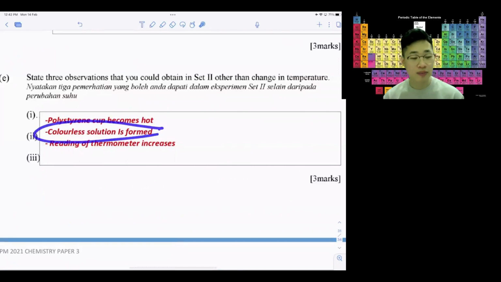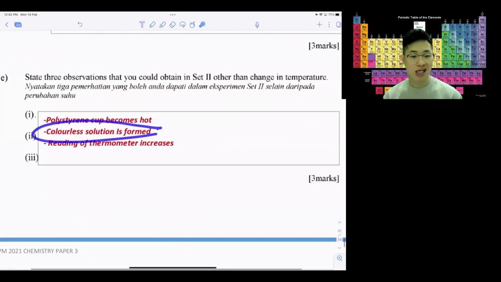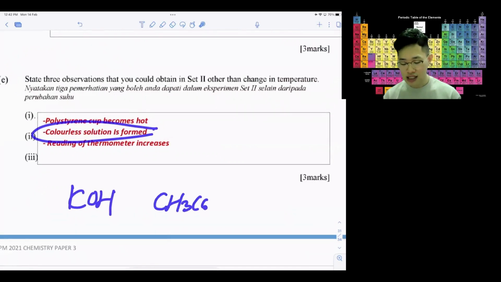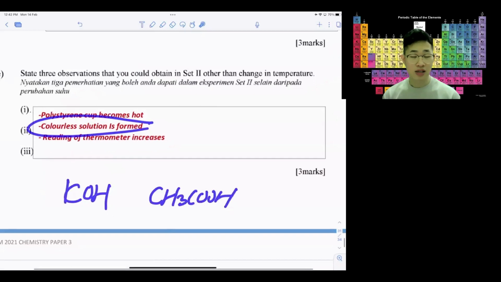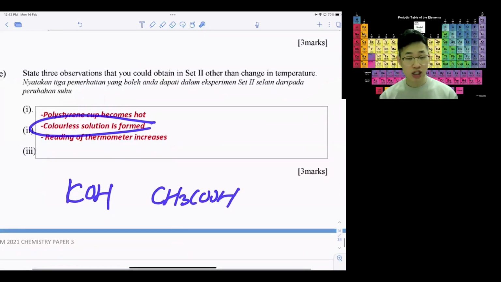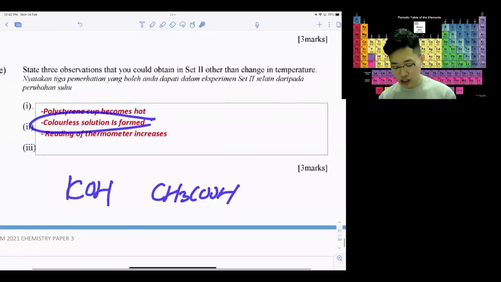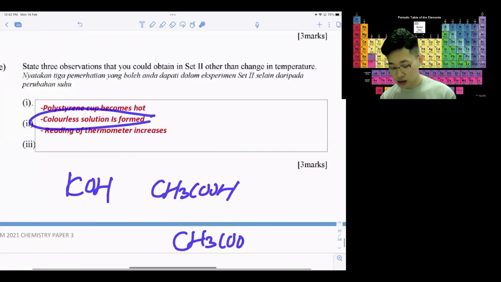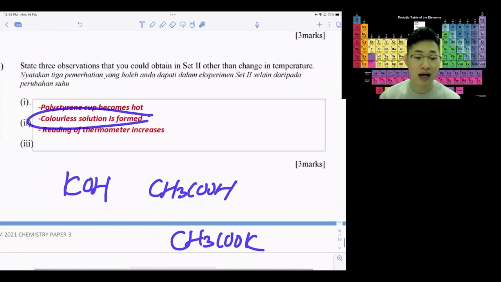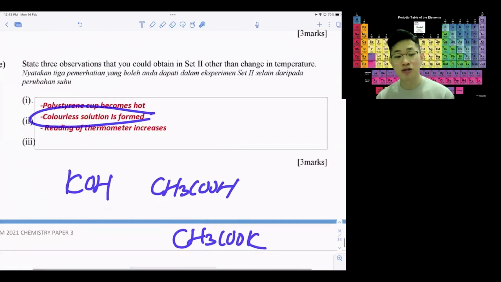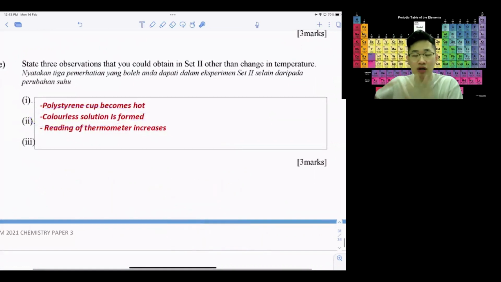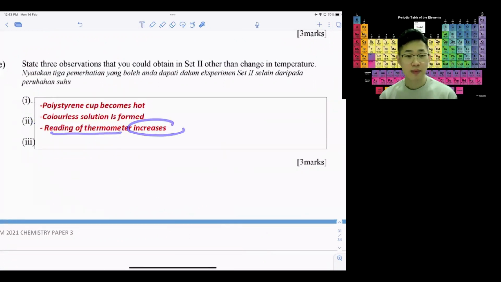Colorless solution is formed because KOH and ethanoic acid produce salt and water. The salt produced, which is potassium ethanoate, CH3COOK, is a colorless solution. You will be able to see because you carry out the experiment on your own. Reading of thermometer increases. Okay, just like that.